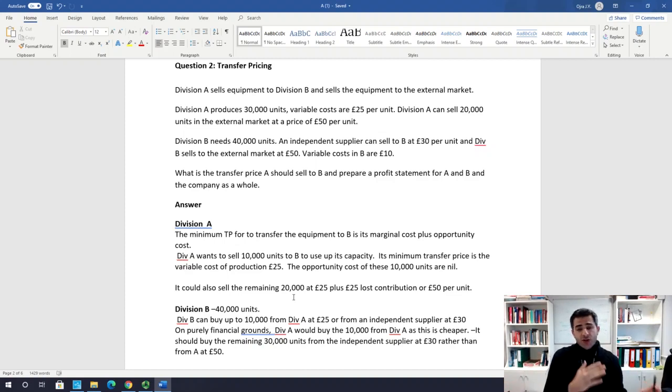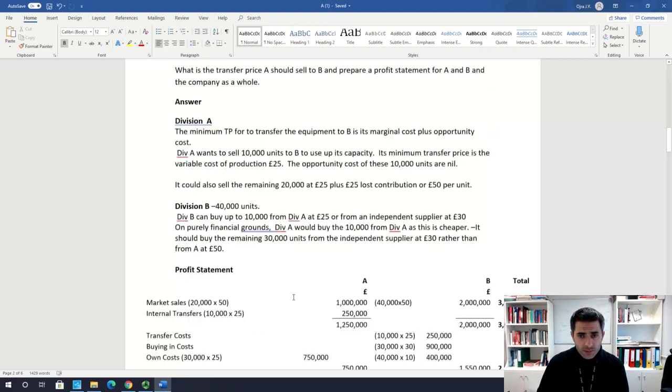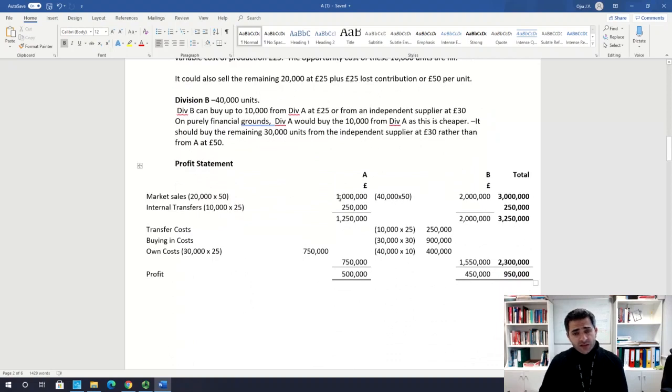So how much do they charge? They charge 25 pound to B, no more, because there is no opportunity cost, because these units will be left in the warehouse. For division B, very simple plan. They can get the 10,000 units from division A at 25 pound each, and the remaining 30,000 units they can buy from the supplier at 30 pound each. This is the best plan for division B. And this is basically the profit statement for both divisions.